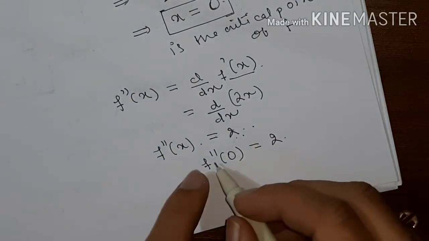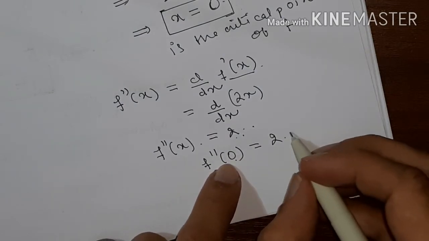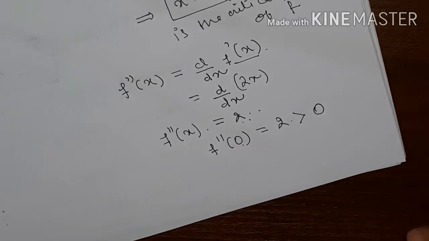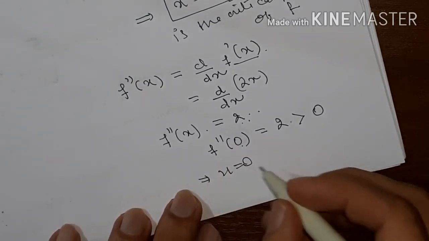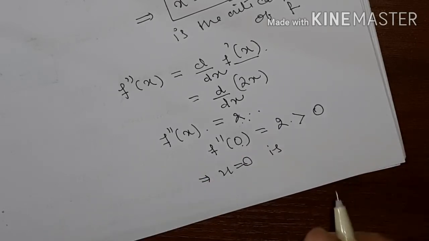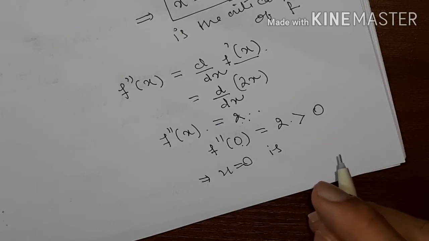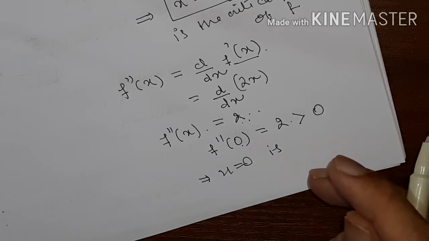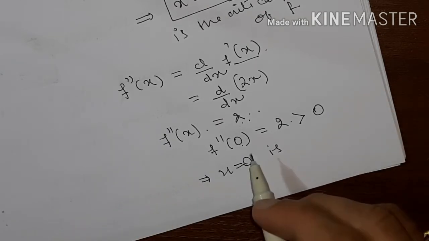So in particular, f double prime at 0 is 2, so greater than 0. Okay, so this implies what? x equal to 0, now you have to use the second derivative test. Okay, so what does the second derivative test tell us?